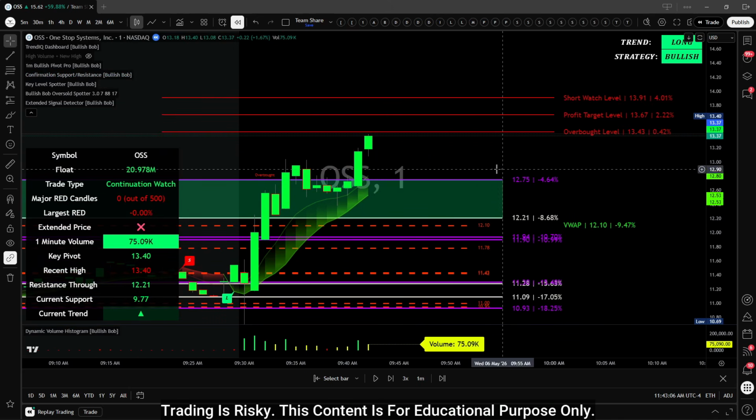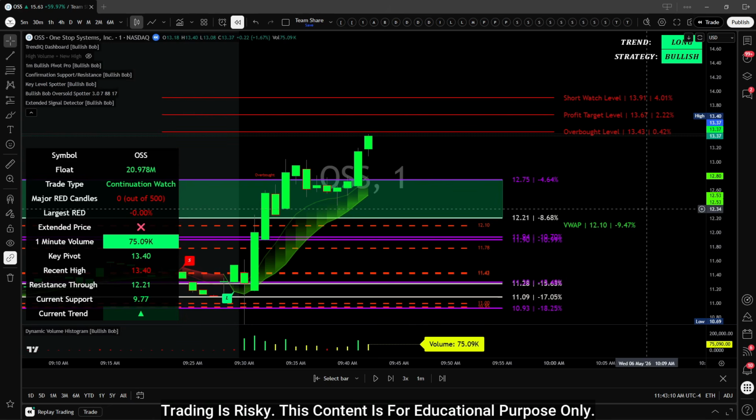We have these lines here on the key level spotter. This is our key level spotter, basically letting us know when it's going to become overbought or oversold, right? And in this case, it's going to become overbought. This is our profit target. This is our short watch. Once we get to that short watch, it's extremely overbought, and we want to be careful there. So it could be extended and need a breather.